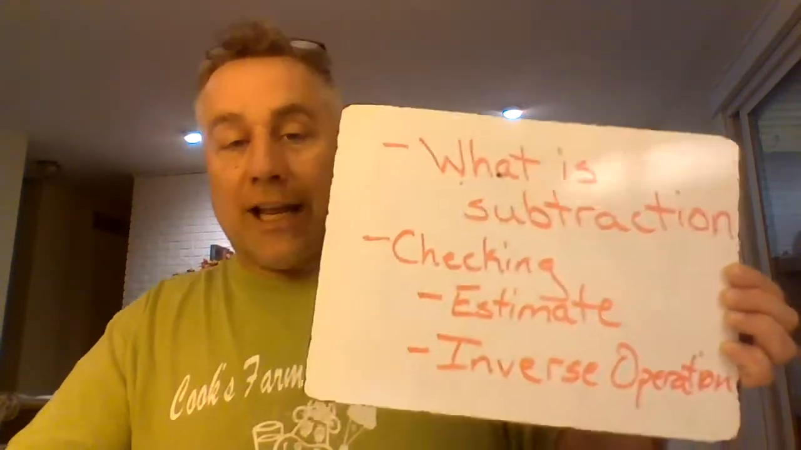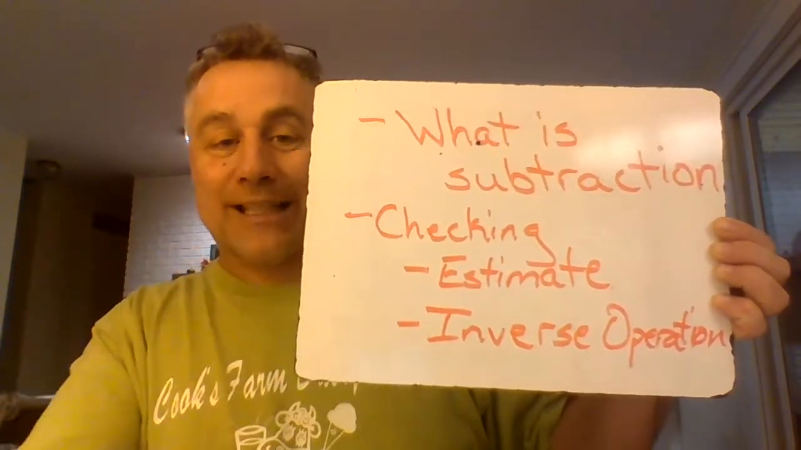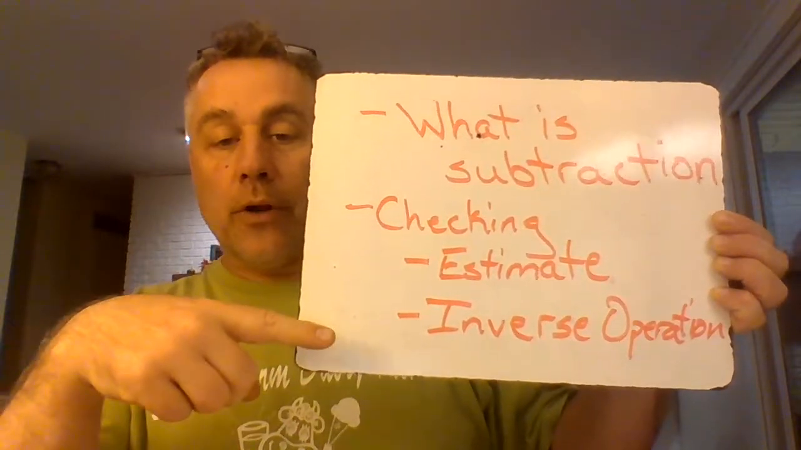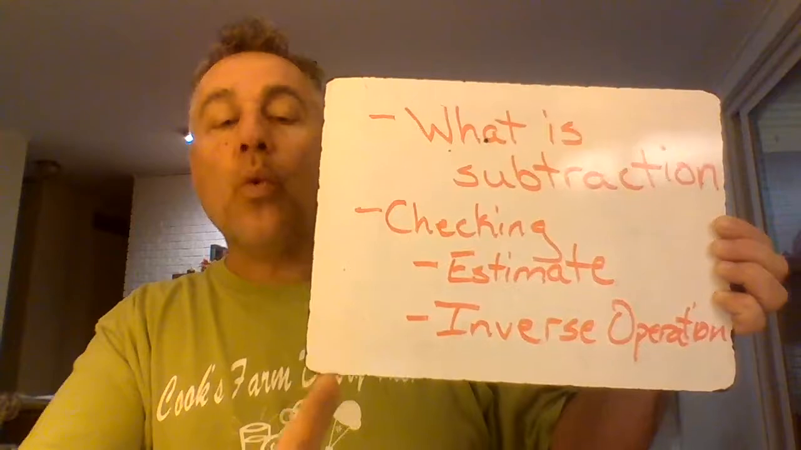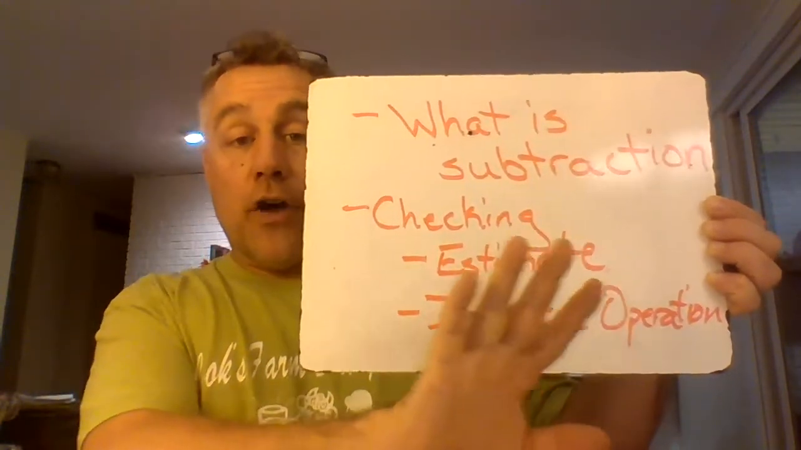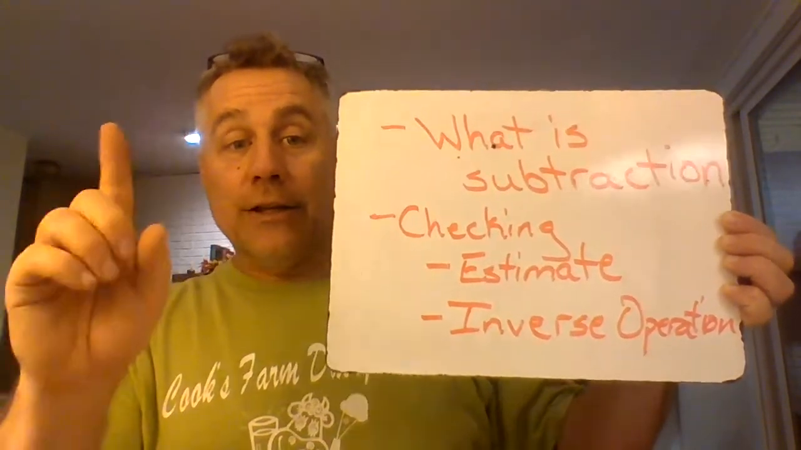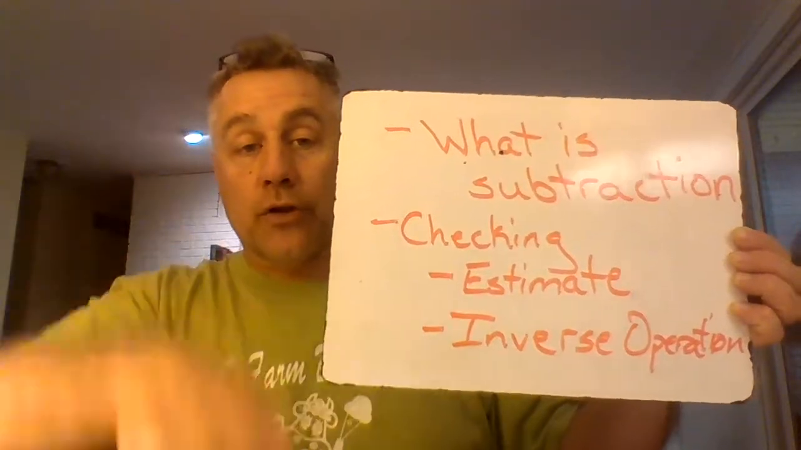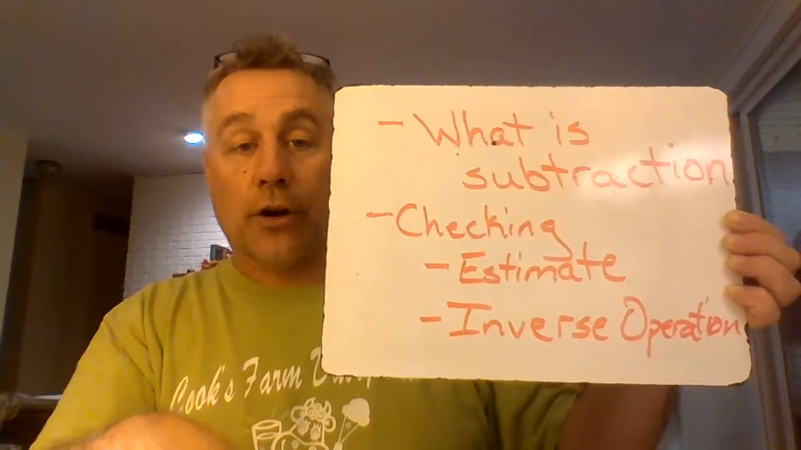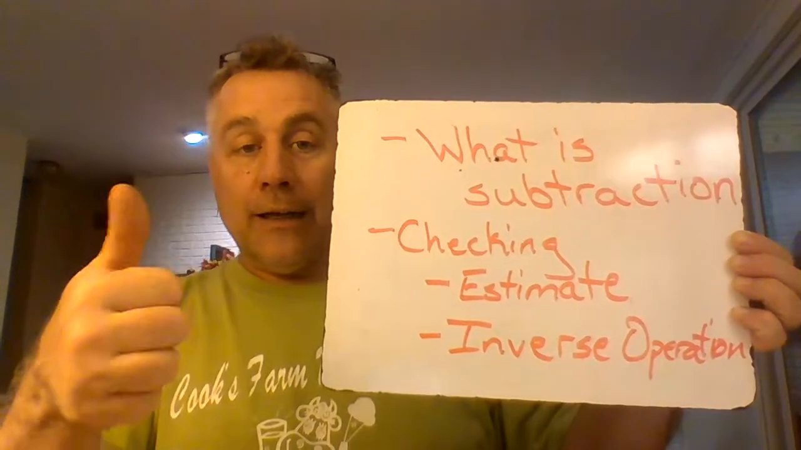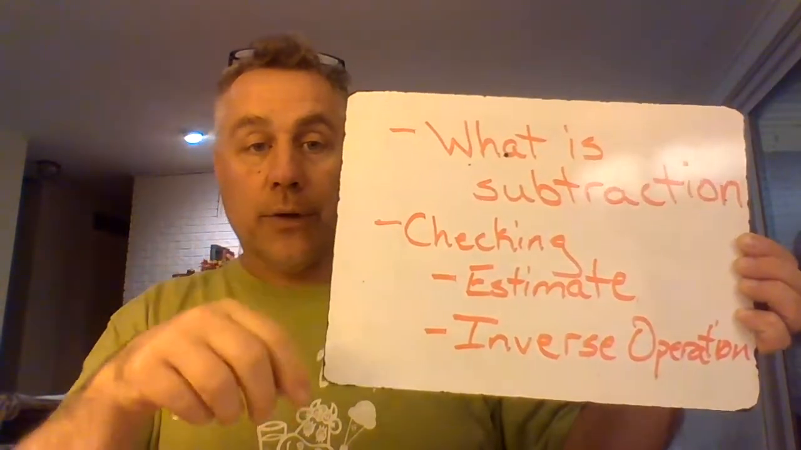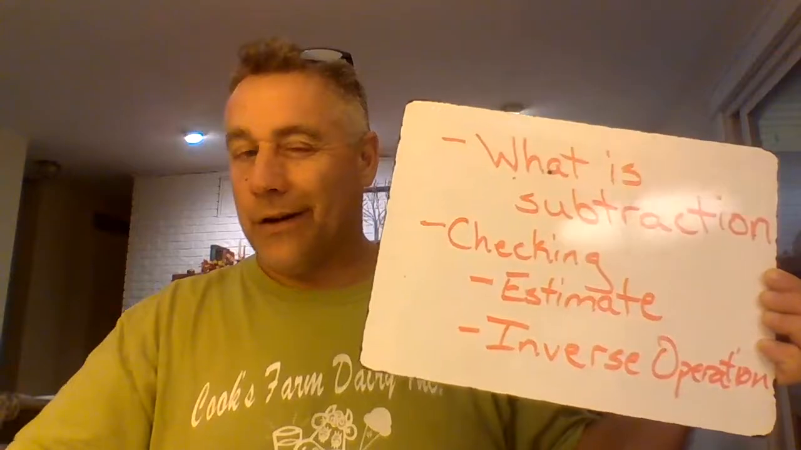So we're going to see what is subtraction, and then we're going to see a couple ways that you can check subtraction. One of them is by estimating, and another one we're going to learn about is inverse operations. That's going to be a big word that we're going to keep using the rest of the school year. Inverse operations. It's one of those toolbox items that you're going to want to keep because in math, inverse operations are going to help you a lot, and I'll teach you what those are. You actually kind of already know.